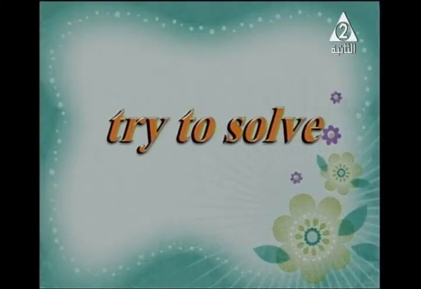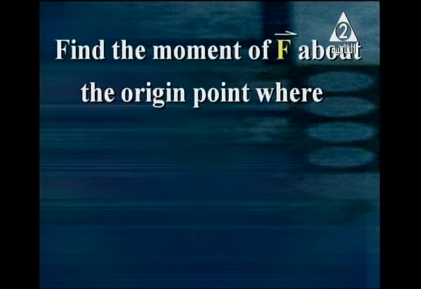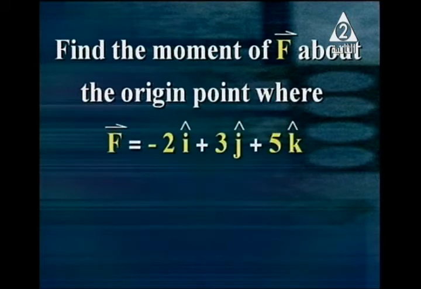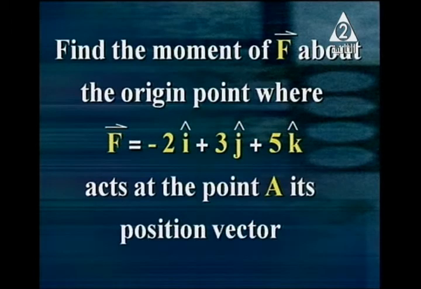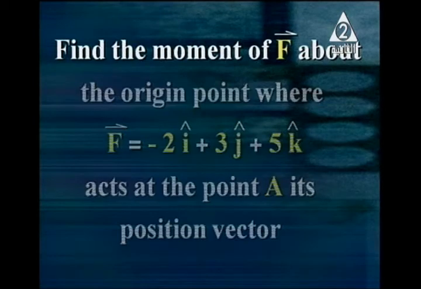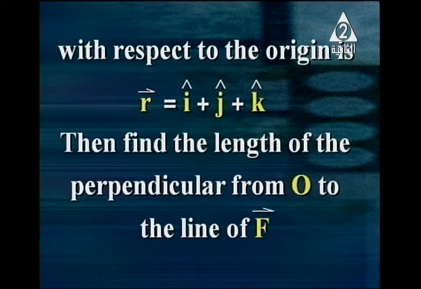Now we move to another example. Find the moment of F about the origin point, where F equals negative 2i plus 3j plus 5k acts at a point A whose position vector with respect to the origin point is i plus j plus k. Then find the length of the perpendicular from O, the origin point, to the line of the force F. In this example, we use the rule. What is the rule of moment? R vector cross F vector.